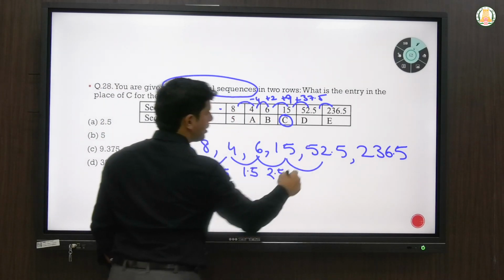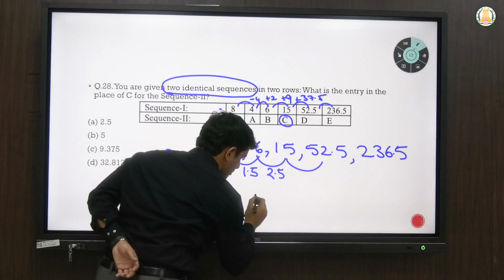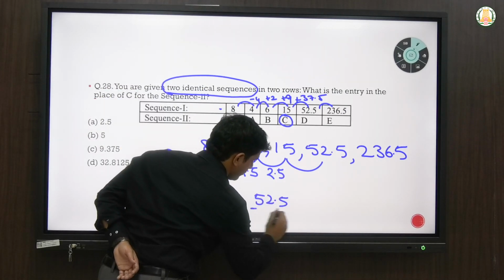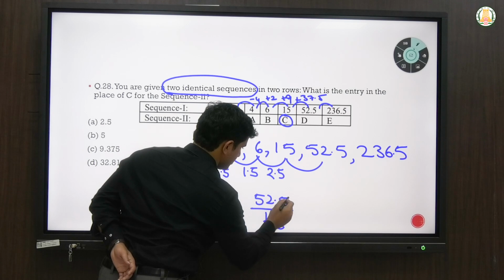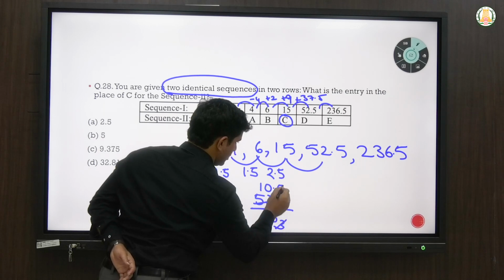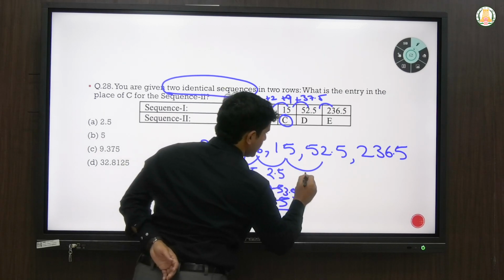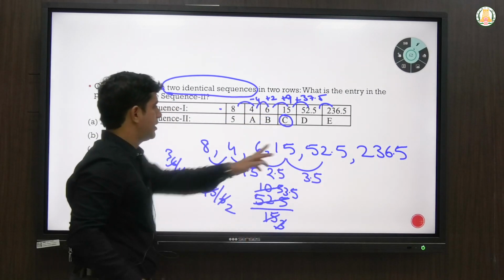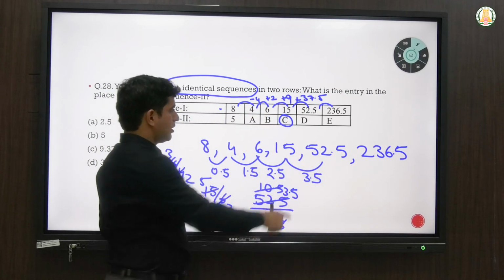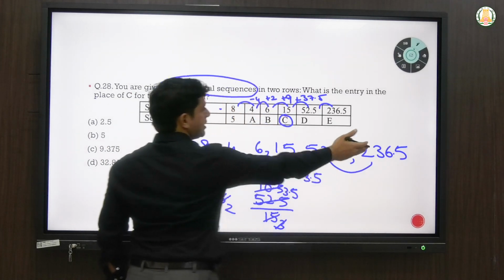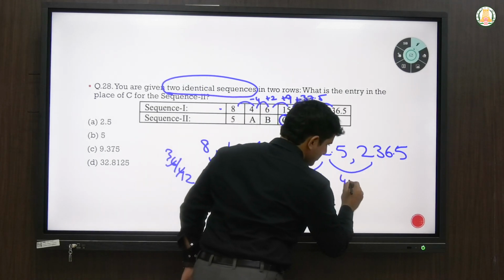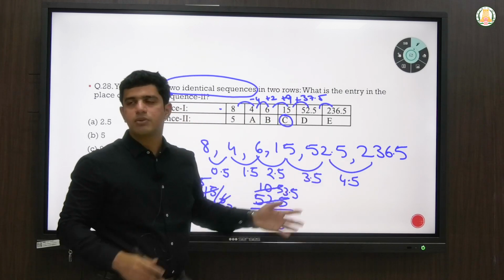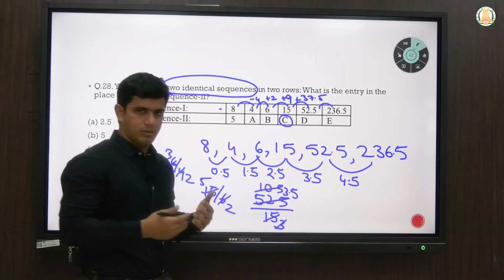Next, you see 52.5 by 15. Here also 5 3s, 10.5, 3.5. So, this is 3.5. So, 15 into 3.5 gives you 52.5, and also you can see this number is almost like 50s and 240, so it must be somewhere around 4 times or 5 times, and if you calculate you will get 4.5. Just by looking at numbers also you need to get that idea of how to do the multiplication.